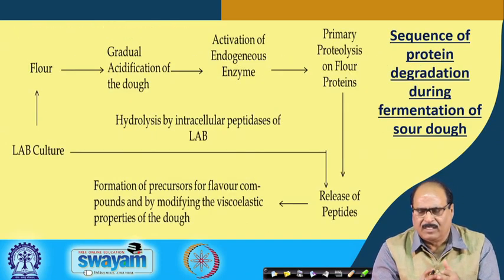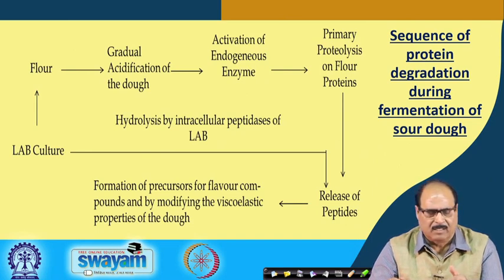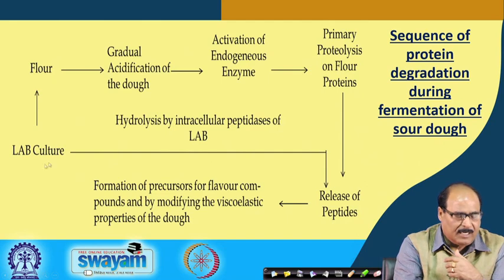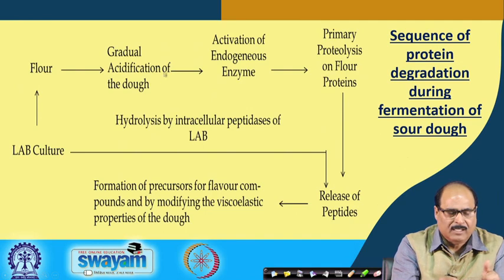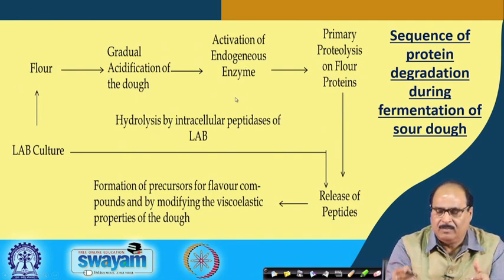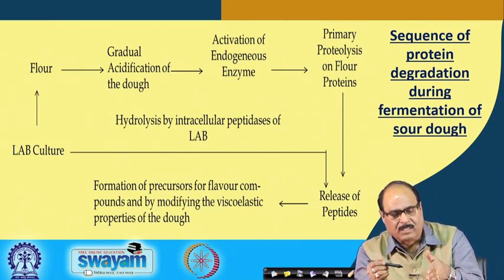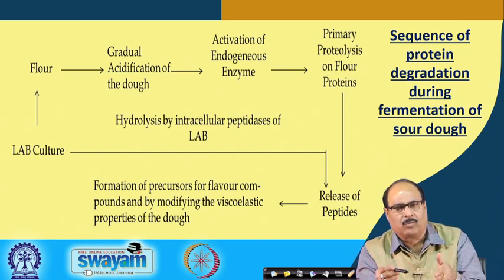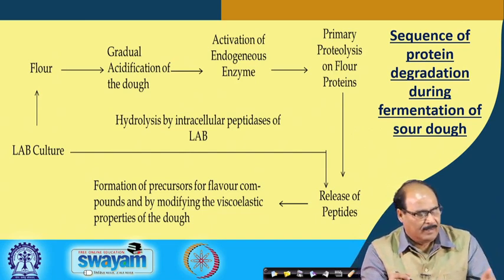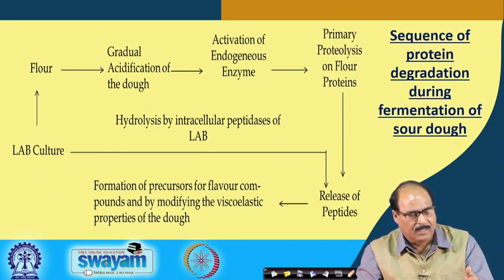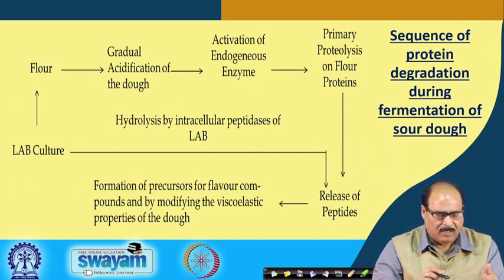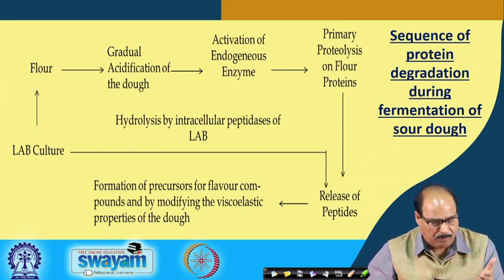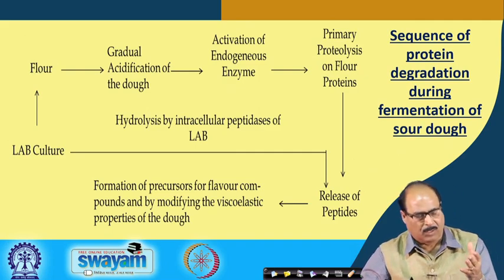This is just a schematic sequence of the protein degradation during fermentation by the sourdough process. A lactic acid bacterial culture can be added into the flour, and the enzymes in this culture act on the flour, and there is a gradual acidification of the dough and activation of the indigenous enzymes. It finally results in the proteolysis, or breakdown, of the flour proteins and release of peptides. Lactic acid bacteria can also directly hydrolyze with intracellular peptidases and release peptides, which may result in the formation of precursors of flavor compounds and modify the viscoelastic properties of the dough.